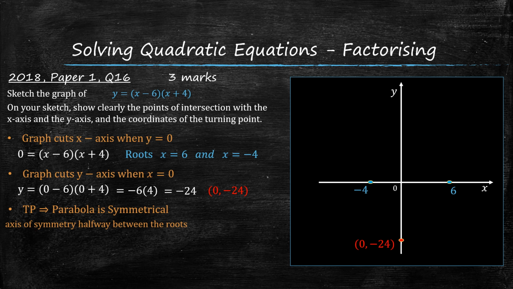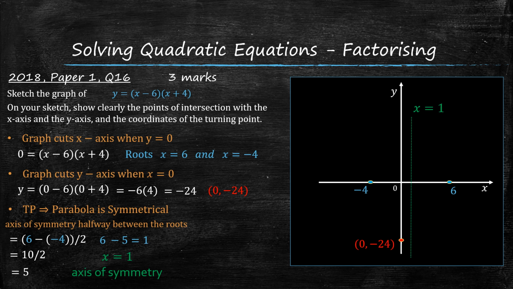Now the distance between negative 4 and 6 is 10. Half the distance between these 2 points is 5. So the axis of symmetry will actually be x equal to 1. So let's draw that on our diagram.